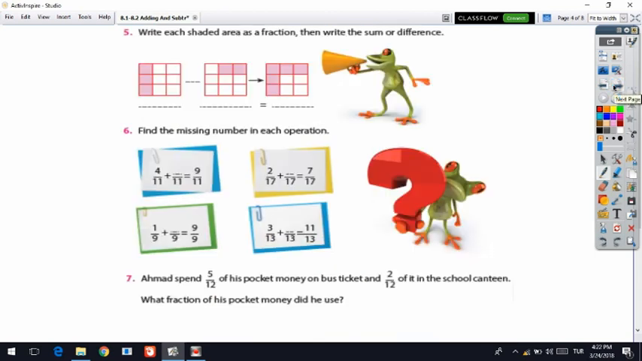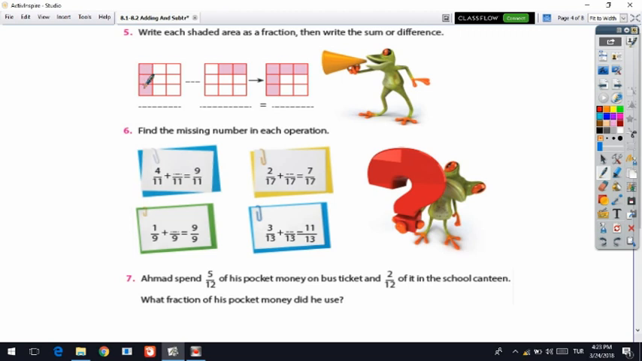Okay, so write each shaded area as a fraction. Then write the sum or difference between them. Here, you have to write something. Okay, so we have learned how to write the fraction from chapter 7, right?